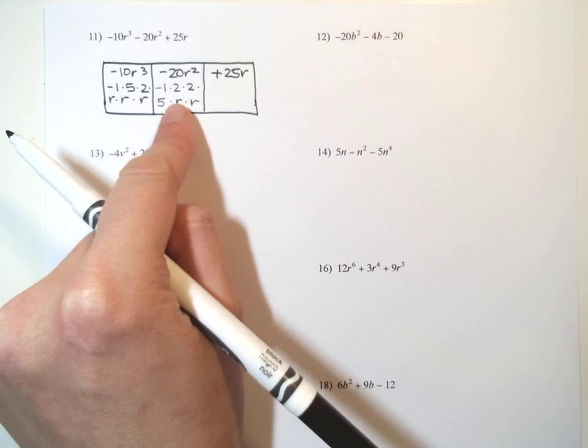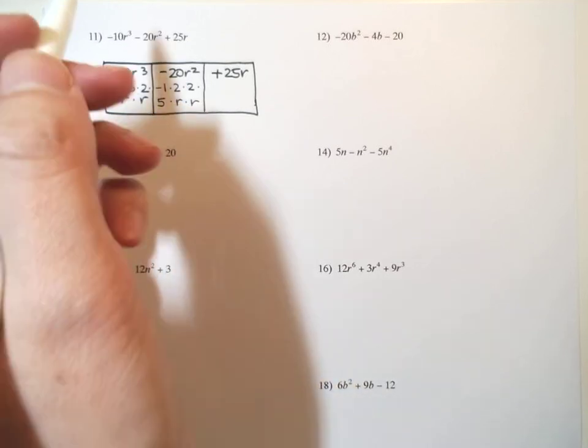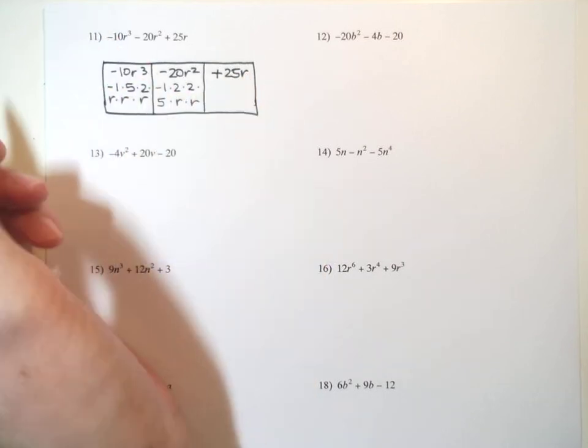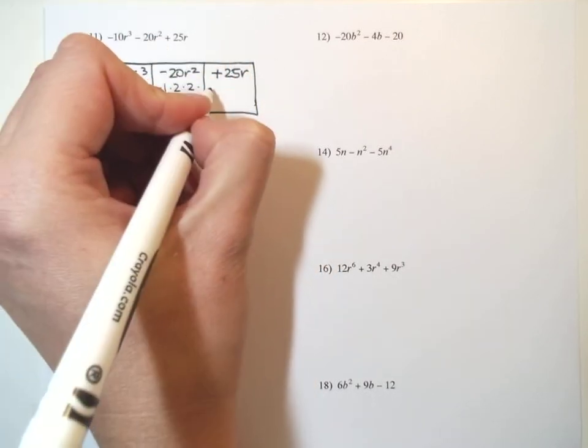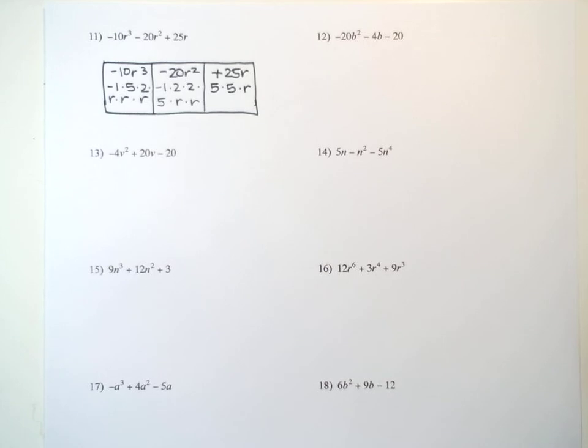So remember, this is what we did. We did a lot of expanding in Unit 6. So I'm going a little quicker because it should be review. And then 25r expands to 5 times 5 times r.